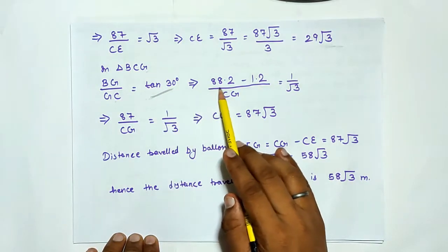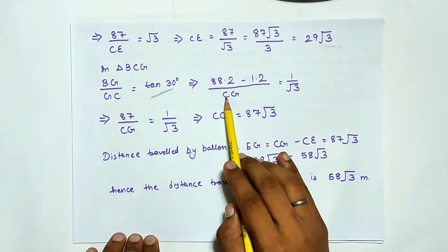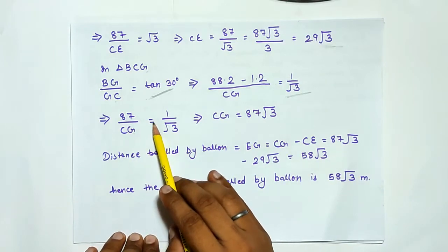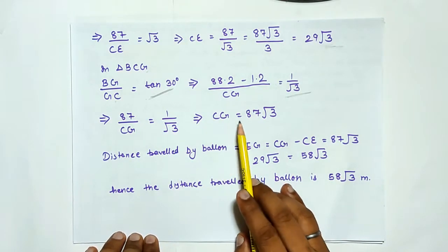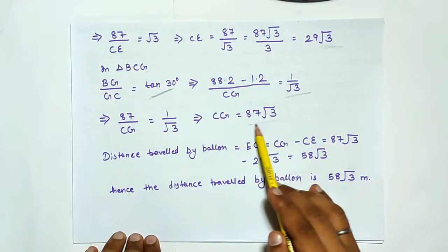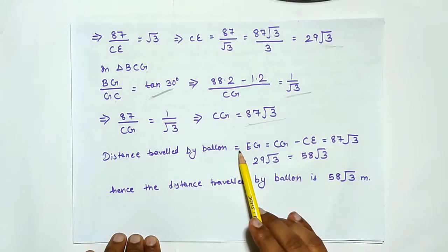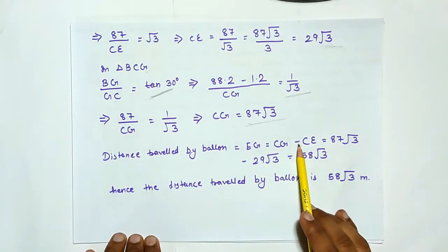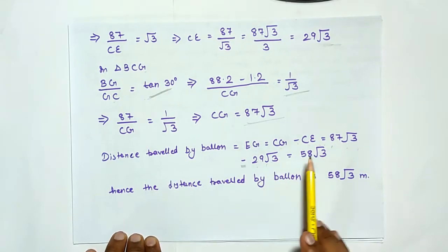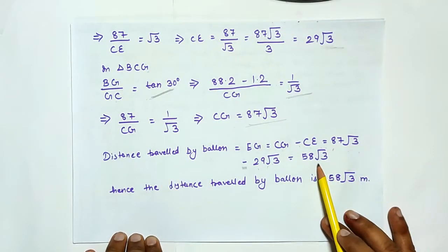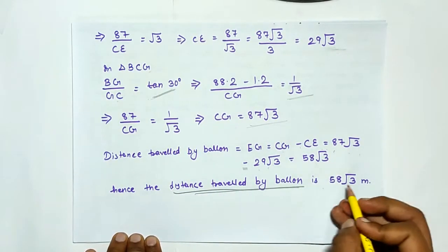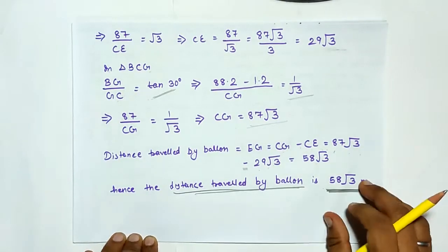That is, (88.2 minus 1.2) upon CG is equal to 1 upon root 3. 87 upon CG is equal to 1 upon root 3, so CG is equal to 87 root 3. Distance travelled by the balloon is EG, which is equal to CG minus CE, which is equal to 87 root 3 minus 29 root 3, which is equal to 58 root 3. Hence the distance travelled by the balloon is 58 root 3 meter.